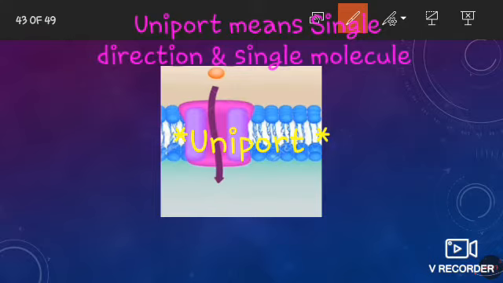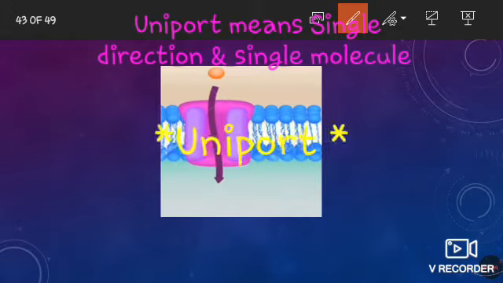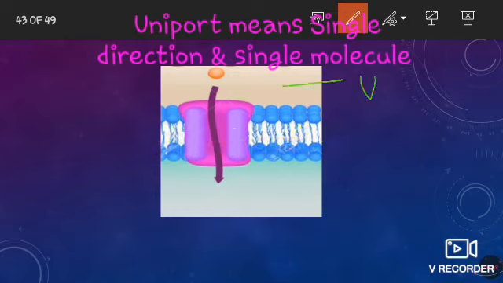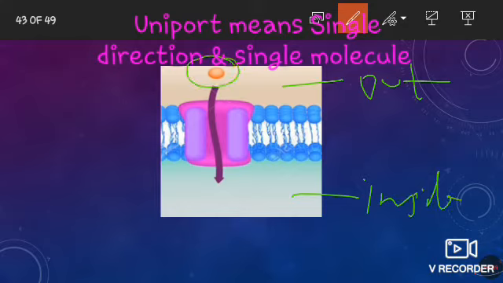So uniport is unidirectional in nature. Unidirectional means there is movement of molecules only in one direction, that is from outside to inside. As you can see in this diagram also, this is outside and this is inside of the cell, and there is only one type of molecule and the movement is from outside to inside.